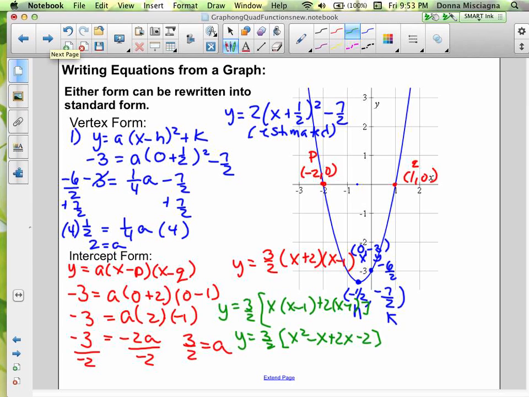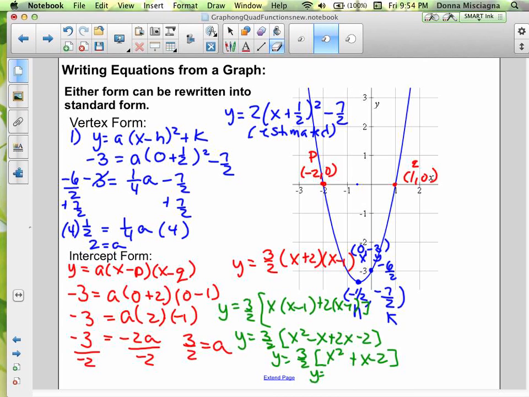All right, so we should combine the like terms. Y equals 3 halves times x squared, that'd be plus x minus 2. And then we just distribute the 3 halves to everybody. So y is equal to 3 halves x squared. So 3 halves times x, that's just going to be plus 3 halves x. And then 3 halves times a negative 2, the 2's will cancel, so it's just going to be minus 3. So we can feel really good about that equation. That one has the right y-intercept. So this is our equation in standard form.